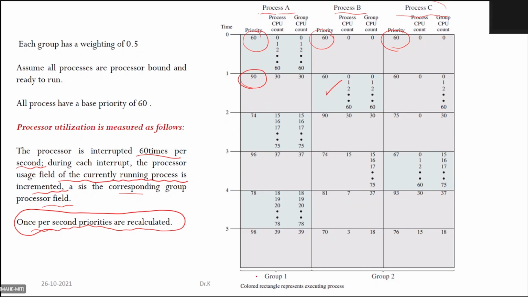There are 2 groups. Group 1 and group 2. So process A belongs to group 1 and process B and C belong to group 2. So we cannot give a chance for the 2 processes of the same group. So B gets a chance, and please note that whenever B is executing, the group count will change.